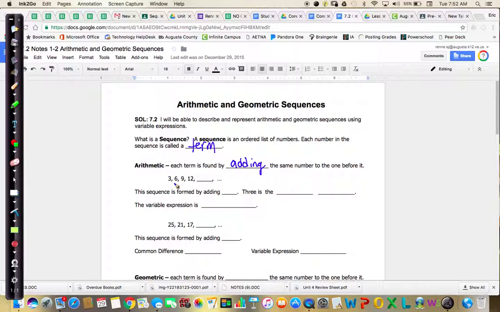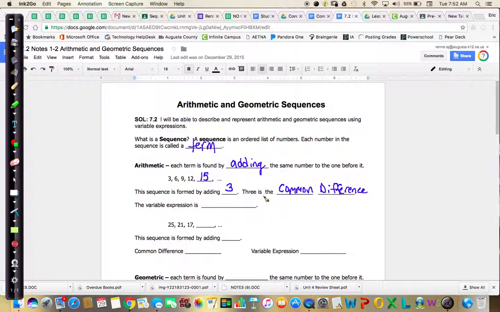So we have 3, 6, 9, 12. The next number is 15. So the sequence is formed by adding what number? 3. So 3 is called the common difference. And what common difference means is the number that you are adding each time.